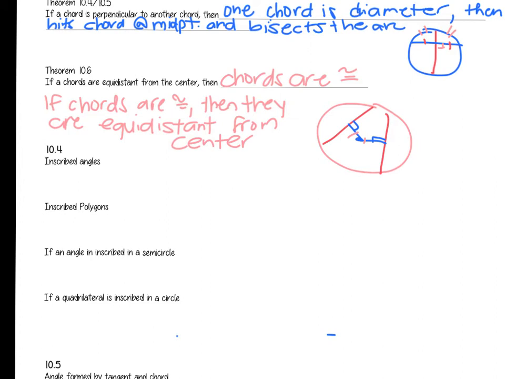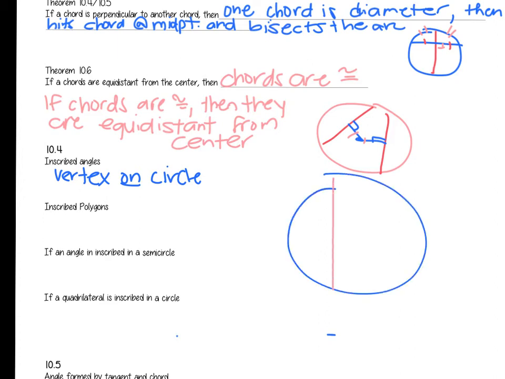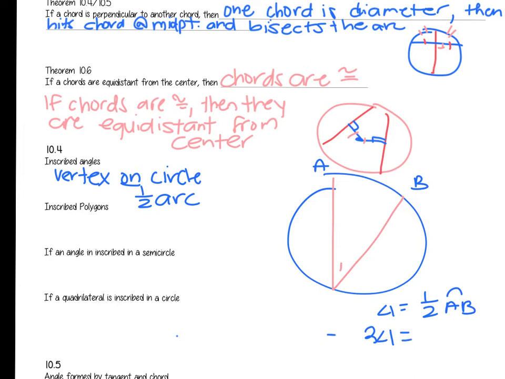All right, 10-4 is inscribed angles and inscribed polygons. An inscribed angle has its vertex on the circle, not in the center. What's the relationship between the measure of the inscribed angle and its arc? It's 1/2. So in this case, angle 1 would equal 1/2 arc AB. And vice versa, 2 times angle 1 would equal arc AB.